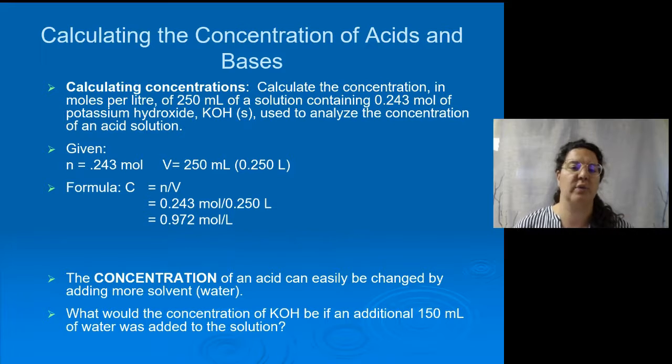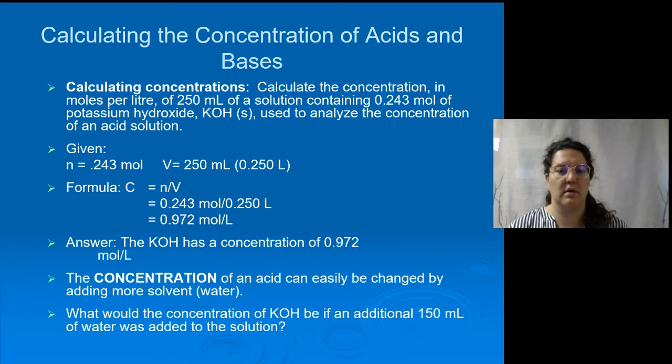So putting that into our equation, we have a concentration of 0.972 moles per liter. So the potassium hydroxide has a concentration of 0.972 moles per liter. Now the concentration of the acid could be changed by adding more solvent. And what would the concentration of potassium hydroxide be if we added another 150 milliliters of water to the solution?